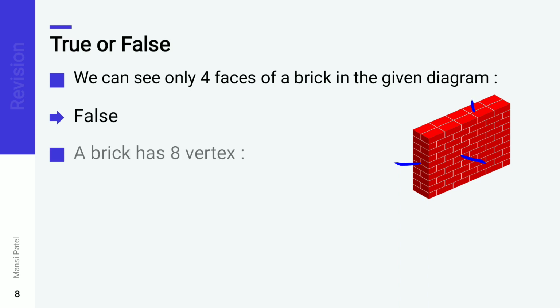And the last one, a brick has 8 vertices. How many vertices? Yes. Here it is 8 vertices. So this statement is true.